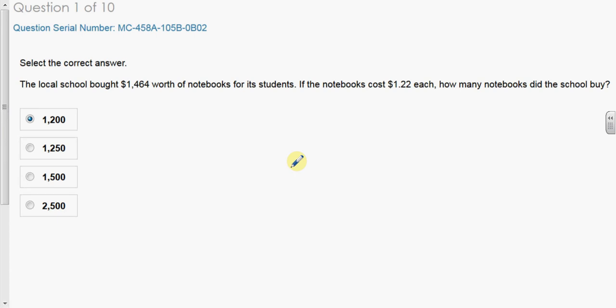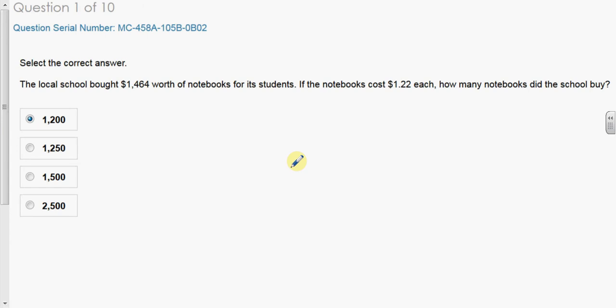The local school bought $1,464 worth of notebooks for its students. If the notebooks cost $1.22 each, how many notebooks did the school buy?